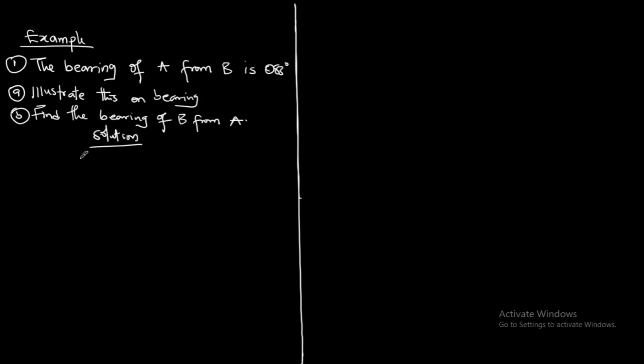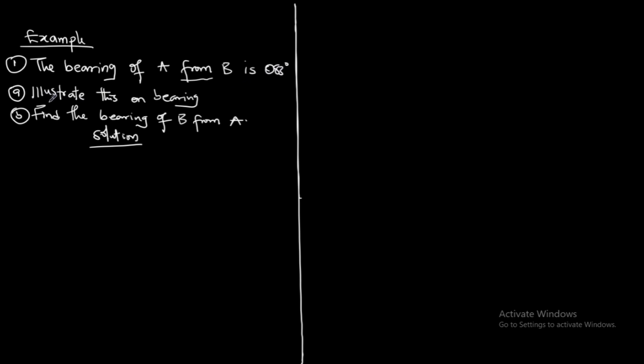All right, so I have an example that says the bearing of A from B is 83 degrees. Of course, it is written 083 because it is a true bearing. So one of the ways you know that you are working on a true bearing is that number one, it has this from. Number two, alternatively, the degrees is given in 3 digits. Now we have the bearing of A from B is 83 degrees.